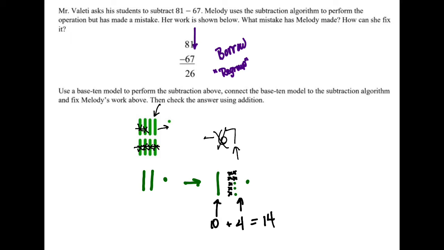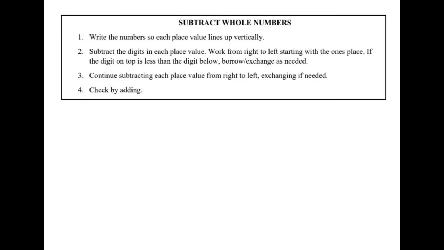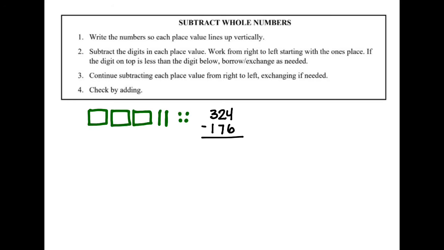Okay, let's try another one. Okay, here's your subtract whole numbers rules. And I'm going to do another base 10 one while we're looking at these rules, okay? So let me get one drawn out first. Hang on. Okay, there's a subtract problem. So we have 324 minus 176. So you can see 324. And now I want to subtract 176 from it, which, as is, it can't be done. We need to regroup a few things.